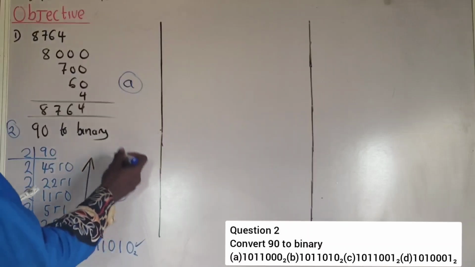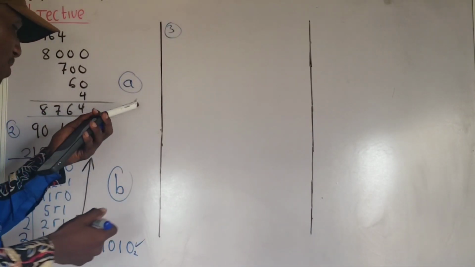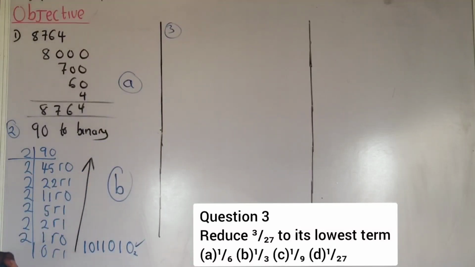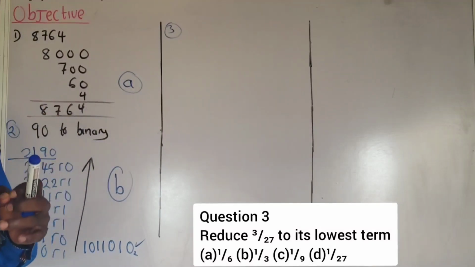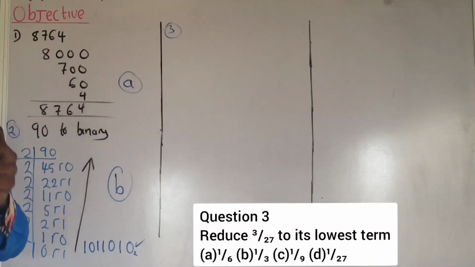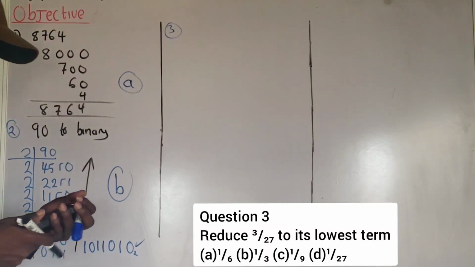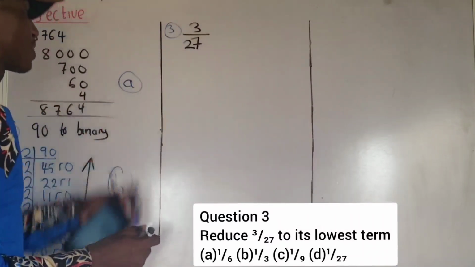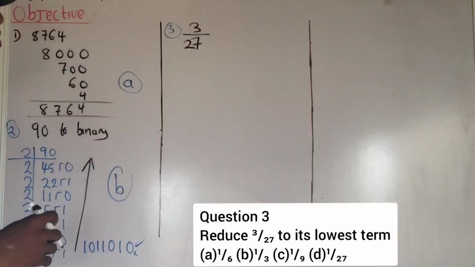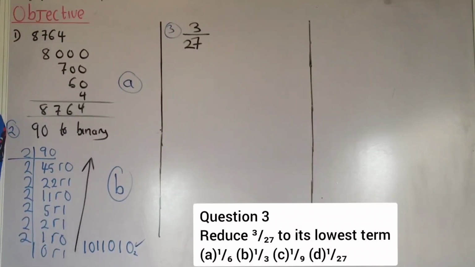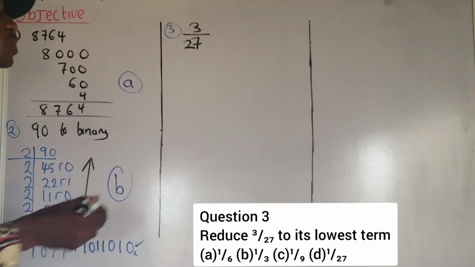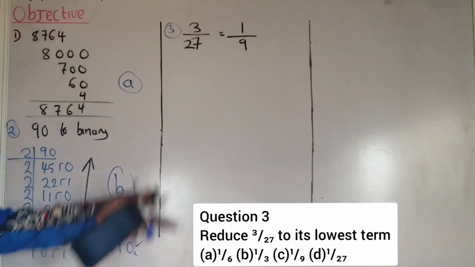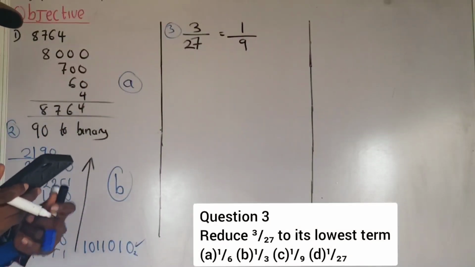Okay, now for question 3, reduce 3 over 27 to its lowest term. To reduce a fraction, you have to divide it down to the term where it is not reducible again. Are you paying attention? 27 can be divided by 3, right? And 3 can be divided by 3. 3 divided by 3 is 1, and 27 divided by 3 is 9. Hence, the reduction of 3 over 27 to its lowest term is 1 over 9.